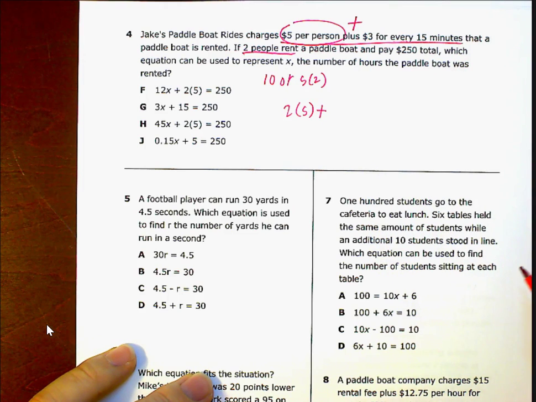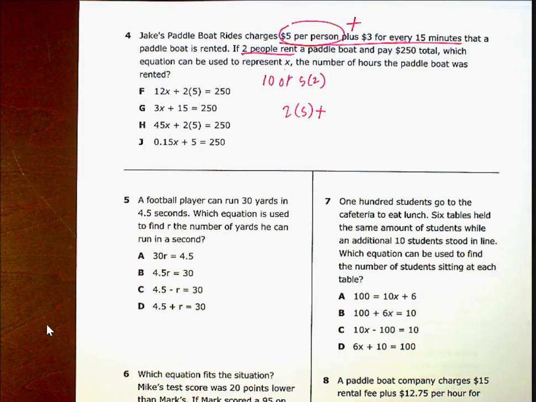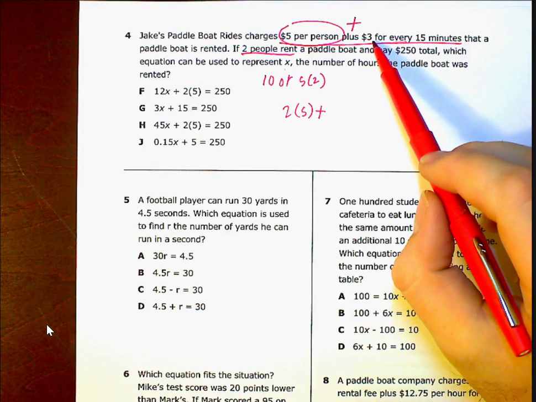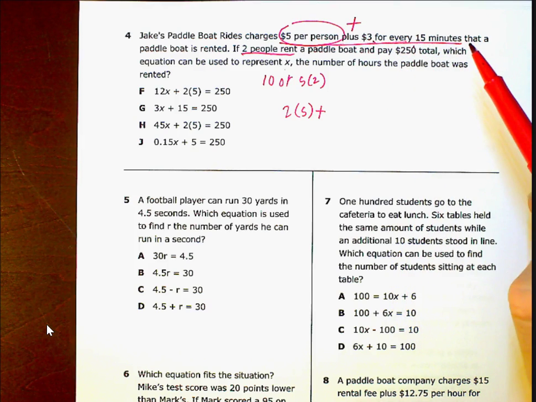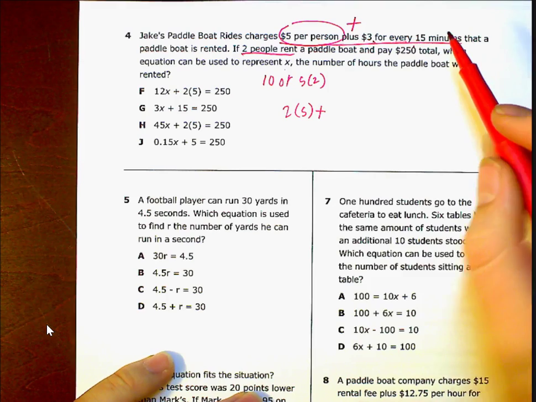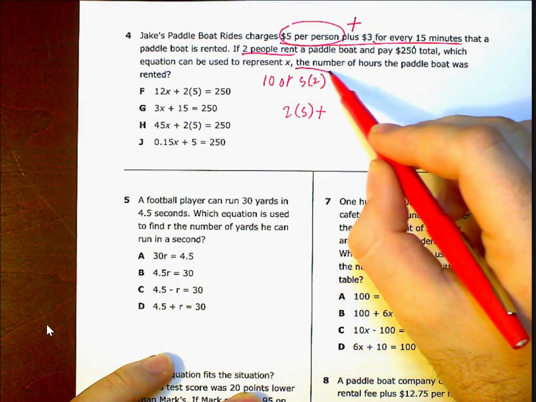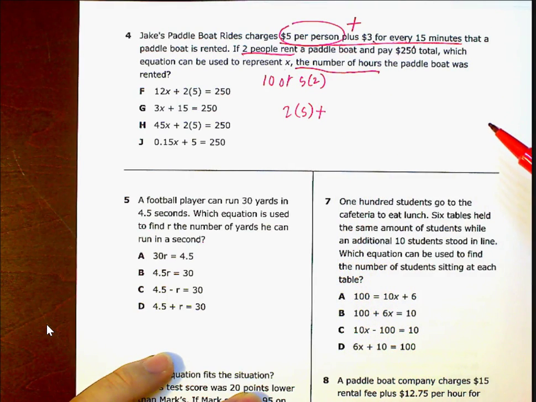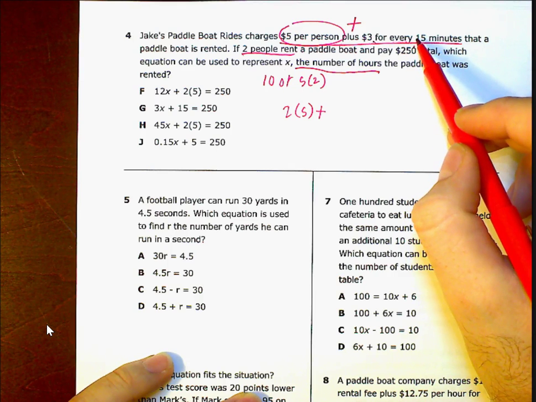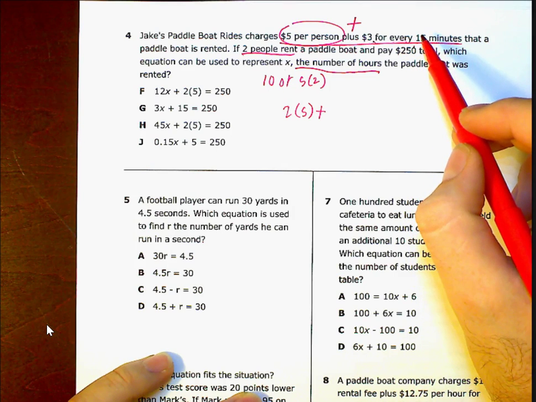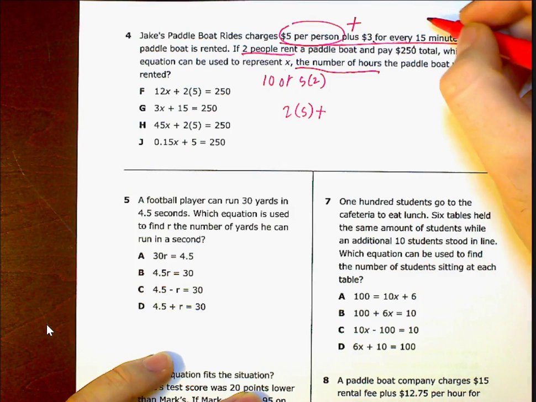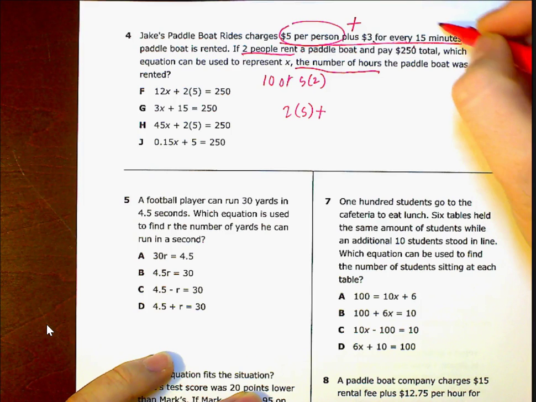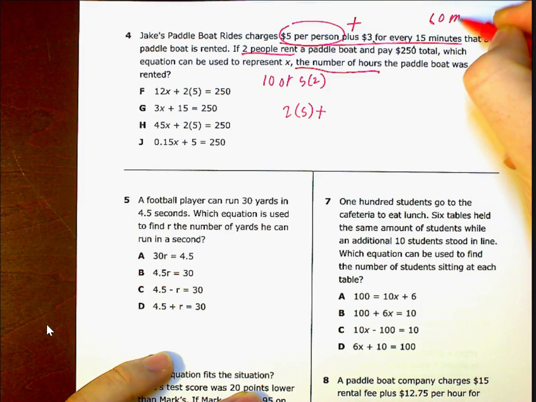Now I need to figure out what my rate is. Well, they give us a rate. They tell us that the rate is $3 for every 15 minutes. Well, this one's a little bit more difficult because they want to know X, the number of hours. So they give us the rate, $3 for every 15 minutes. We have to convert that to how much is the cost per hour. Well, we know that there's 60 minutes in a hour.